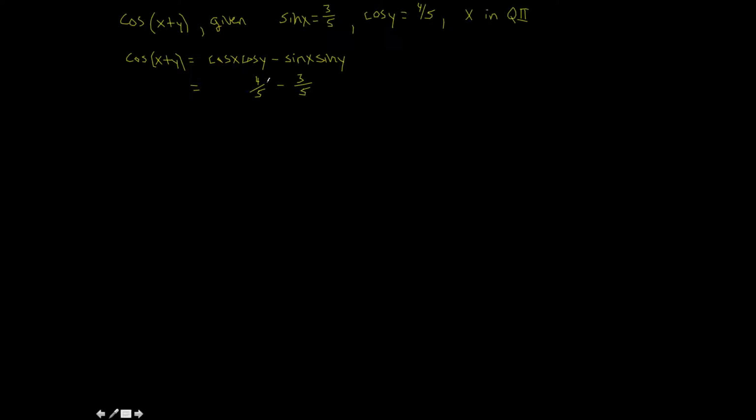I just don't know what cosine of x and sine of y are. Well, that's where our Pythagorean identity comes in, our fundamental identity here. Okay, so we know sine, so this is 3/5 squared plus cosine squared x equals 1. Now 3/5 squared, that's 9/25.